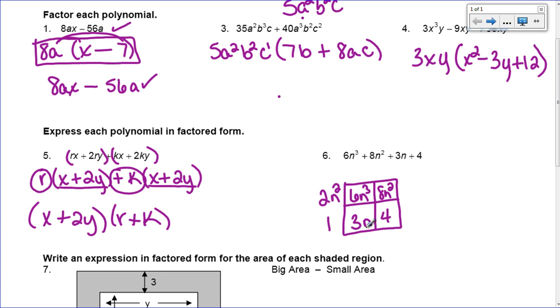Then this row, the greatest common factor between 6 and 3 is going to be a 3. And then they both have an n in common. And then for 8n squared and 4, the greatest common factor there is a 4. So this gives me my two factors. One of them is 2n squared plus 1, and the other one is 3n plus 4.